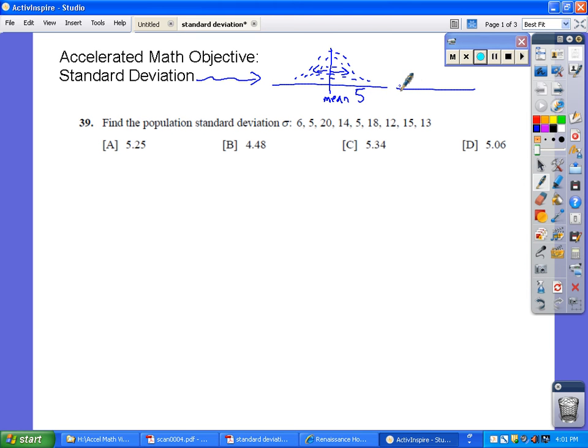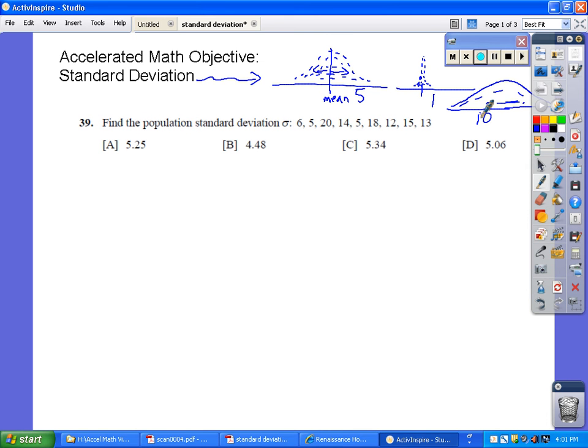If I had another graph and it looked more like this, with the mean right here, the standard deviation might be 1 or 2 or something like that. And if I had one more graph where it was real spread out like that, then the standard deviation might be 10 or something like that. So it's just how far out is the data, how spread out is it.